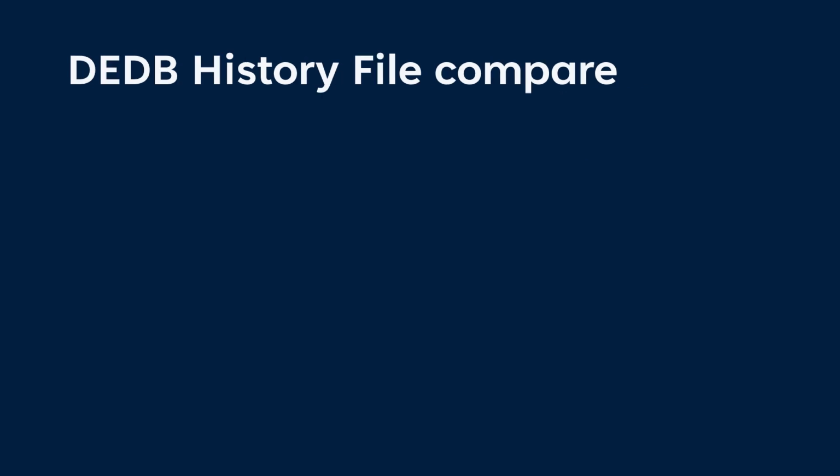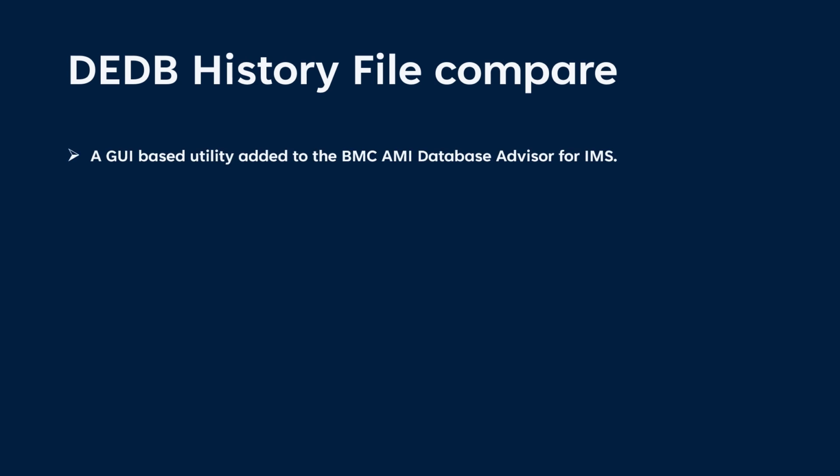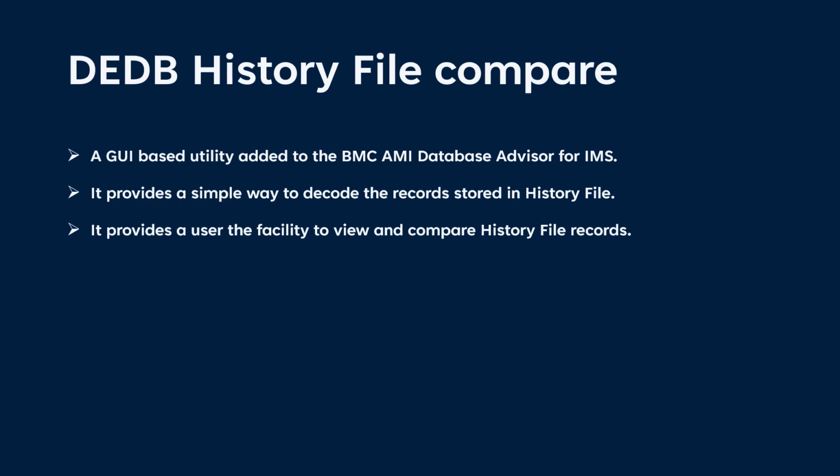SSTEP portion. Now, let's talk about our new offering, DEDB History File Compare. DEDB History File Compare is a graphical user interface-based utility added to the BMC AMI Database Advisor for IMS. It provides a simple way to decode the records stored in History File. It provides a user the facility to view and compare history file records. It also provides an option to download the records in CSV format.